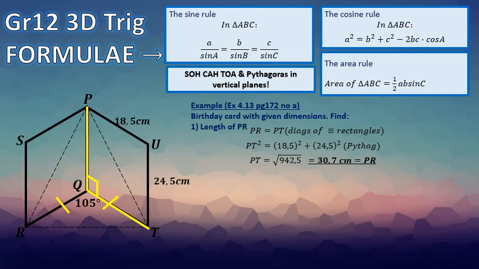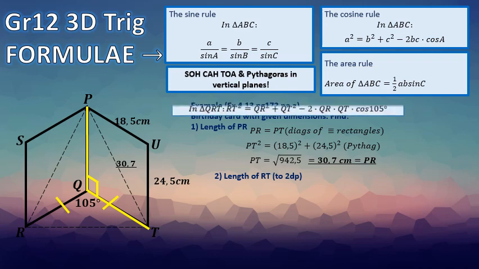Right, once you have a value, it's useful to go and sketch it in the sketch. Go and write it down so that you can use it in the next question where you will most likely need it. Right, number 2 is asking us to find the length of RT. As you can tell, RT is now no longer part of the vertical plane right angle triangles. RT lies in triangle QRT, which is on the horizontal plane, which is not a right angle triangle. So we are going to use either the sine rule, the cosine rule, or the area rule to find RT.